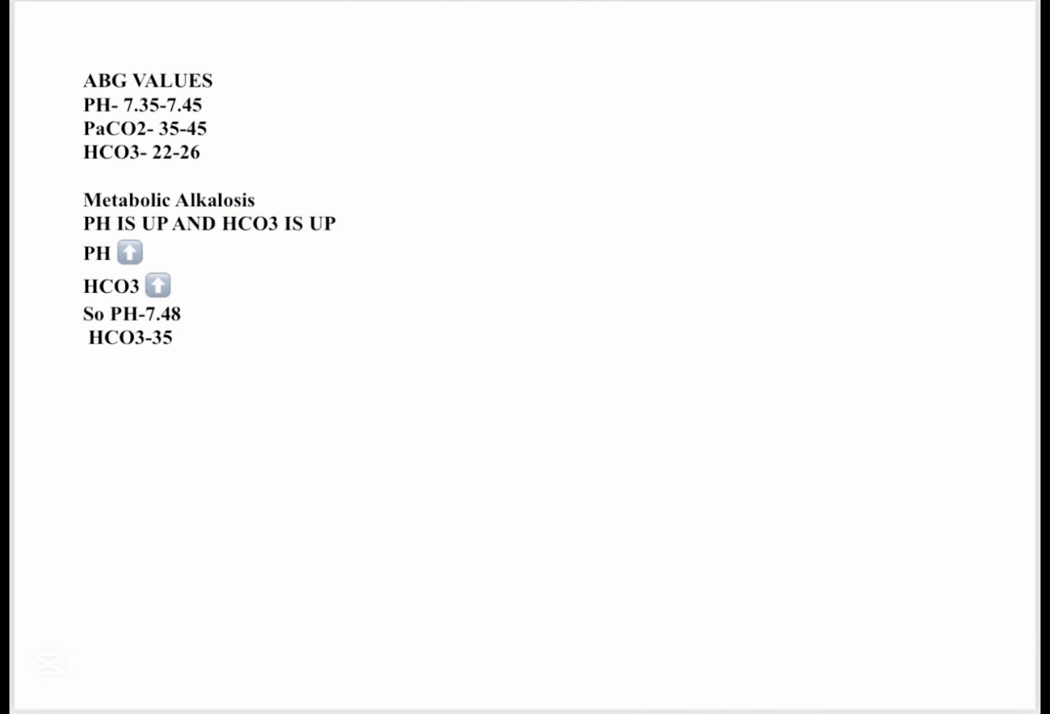So metabolic alkalosis, we said here the pH is up and the HCO3 is up. We have an example here. pH is 7.48, which is higher than that 7.45, which is an alkalotic problem. And the HCO3 is 35 and the normal value is 22 to 26, so it's higher than that value. So this is an example of a metabolic alkalosis where the pH is higher than the normal and the HCO3 is also higher than normal.